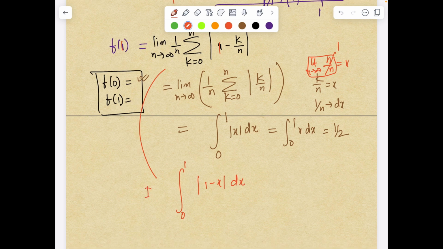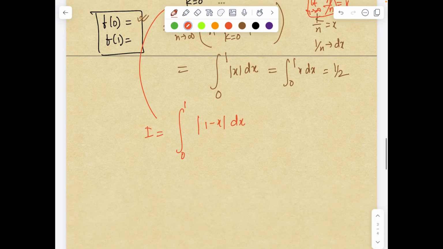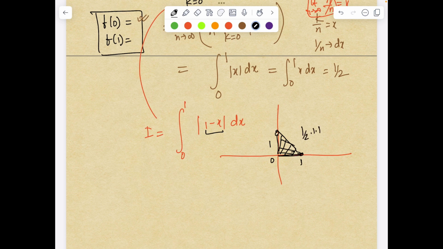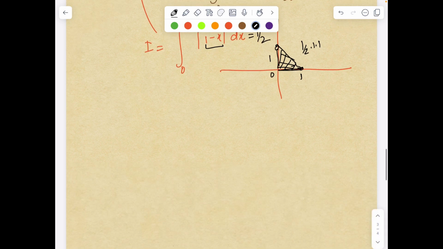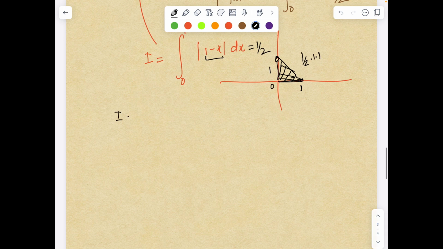And how to evaluate it? It's very simple. Even geometrically you can feel, because at x equal to 1 we'll have 0. Between 0 to 1 it is still positive. So the area of this triangle is precisely the answer, which is nothing but half into 1 into 1, which gives half as the answer. So this was not at all technical. It becomes very simple. Now what about f of minus 1? Then the integration becomes 0 to 1.